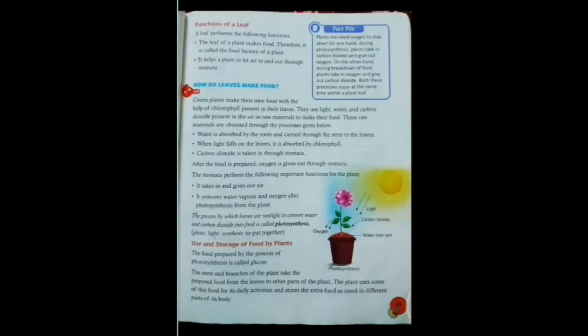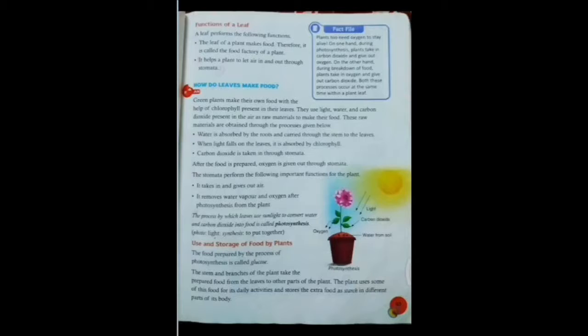Now the process by which leaves use sunlight, water and carbon dioxide to produce food and oxygen is called photosynthesis. We can see easily that the process by which green plants make their own food is called photosynthesis. Now, the food prepared by the process of photosynthesis is called glucose.